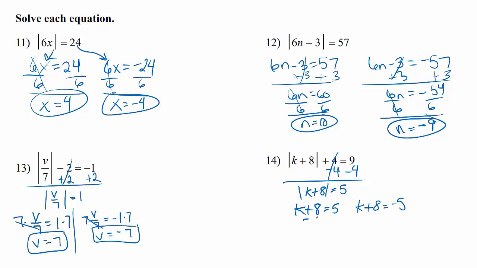Subtract 8, k equals negative 3, and subtract 8 again, k equals negative 13. Negative 3 and negative 13. Checking my answers real quick. Yep, good to go. So that's with equations.